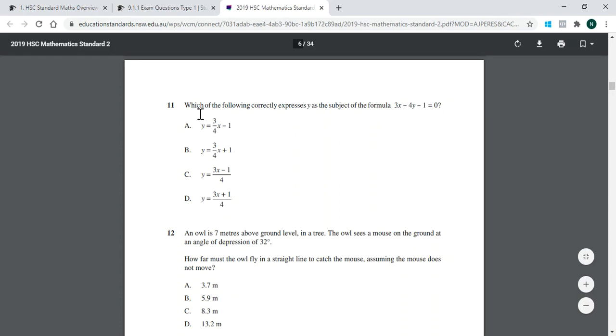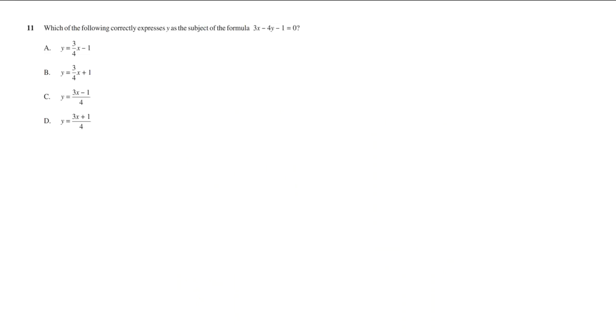So this is the question asking you which of the following correctly expresses y as the subject of the formula. This is the equation. So let's take it out. So here I have the question and let's try to solve this. Okay. So let me write this equation again. 3x minus 4y minus 1 is equal to 0. So I have to make y as the subject, right?